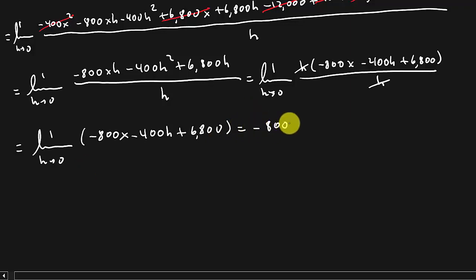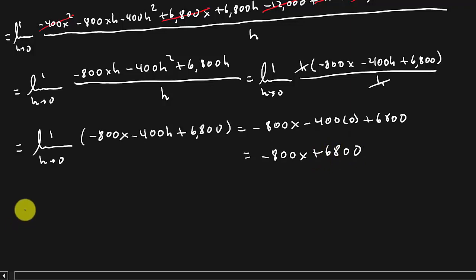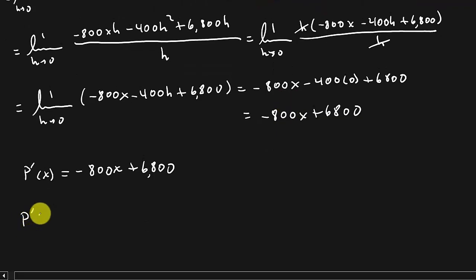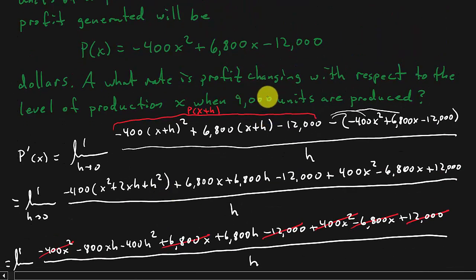And then we plug the 0 in. That's negative 800x minus 400 times 0 plus 6,800. And that is going to leave us with negative 800x plus 6,800. So we get p prime of x is equal to negative 800x plus 6,800. Okay, that's our derivative. Okay, and so now we take the p prime of x, and we evaluate it at 9,000.